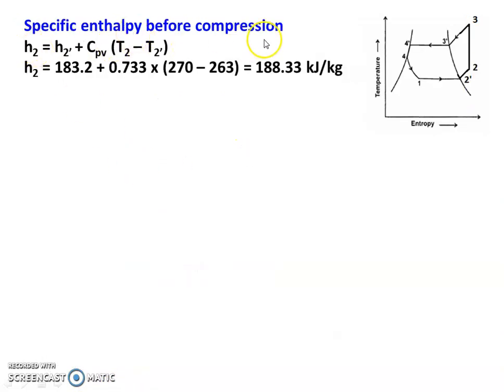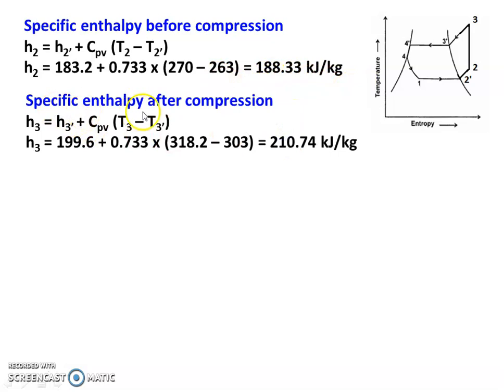Then specific enthalpy before compression, H2 equal to H2 dash plus CPV into T2 minus T2 dash. Substituting numerical values, 183.2 plus 0.733 into 270 minus 263 equal to 188.33 kilojoules per kilogram. Specific enthalpy after compression, H3 equal to H3 dash plus CPV into T3 minus T3 dash. So H3 equal to 199.6 plus 0.733 into 318.2 minus 303 equal to 210.74 kilojoules per kilogram.